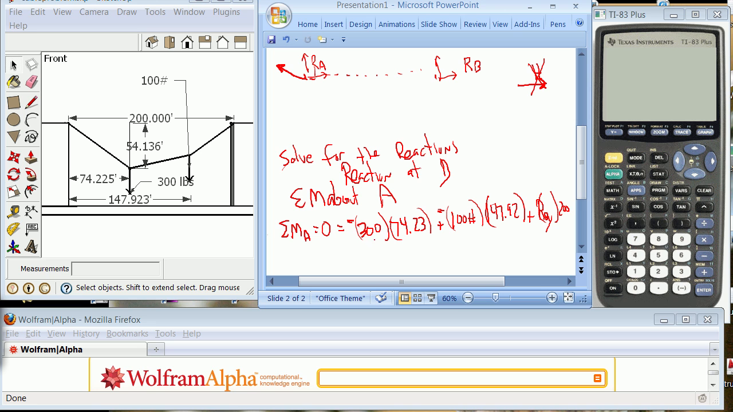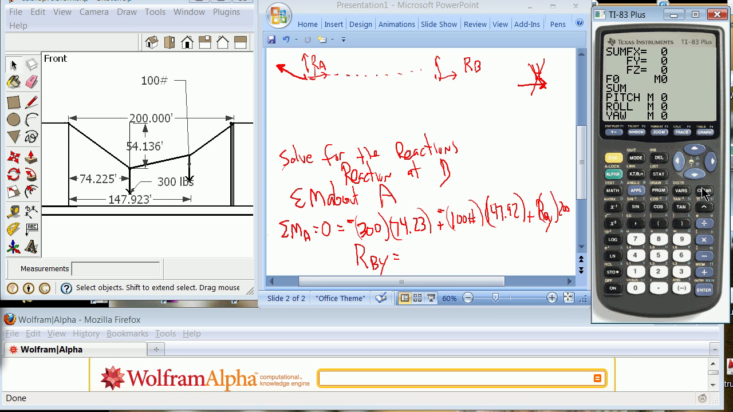And when you do that, you get a reaction at B in the Y equal to, and we'll do the calculator punch, though we won't do it very often. We're going to turn on the calculator here, hit the clear, and we have 300 times 74.23, and that's a negative, right? We want to remember that. I'm going to go ahead and store that into alpha A, and remember it's a negative.